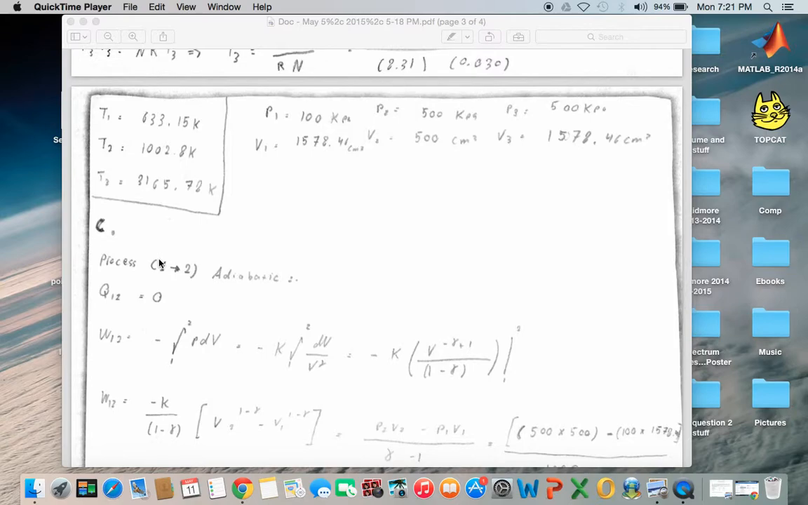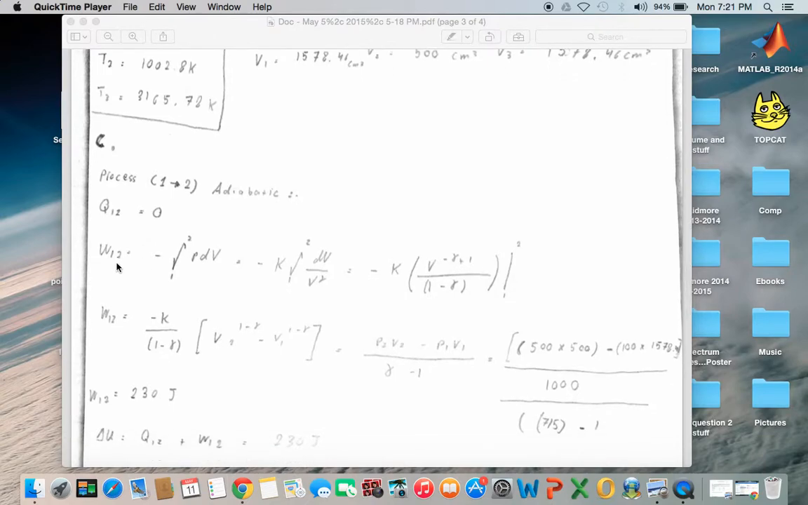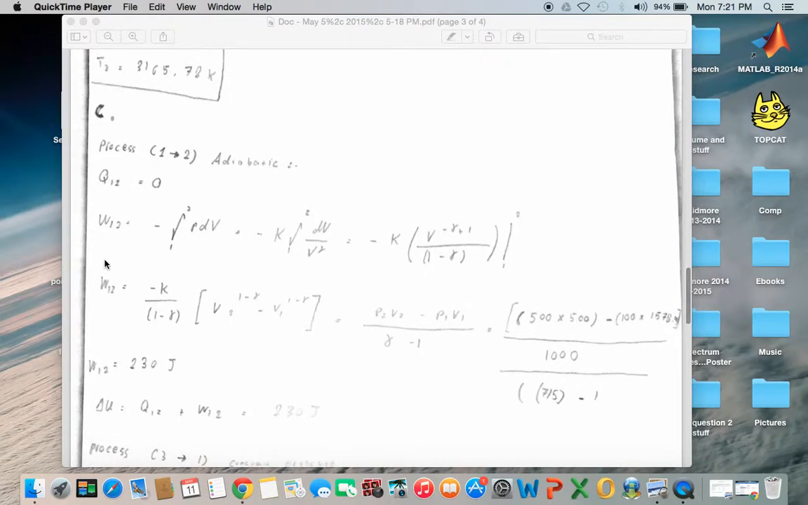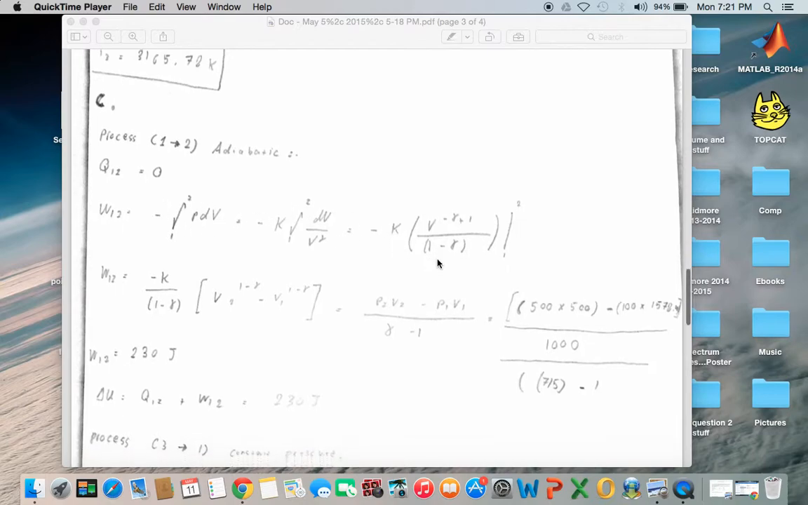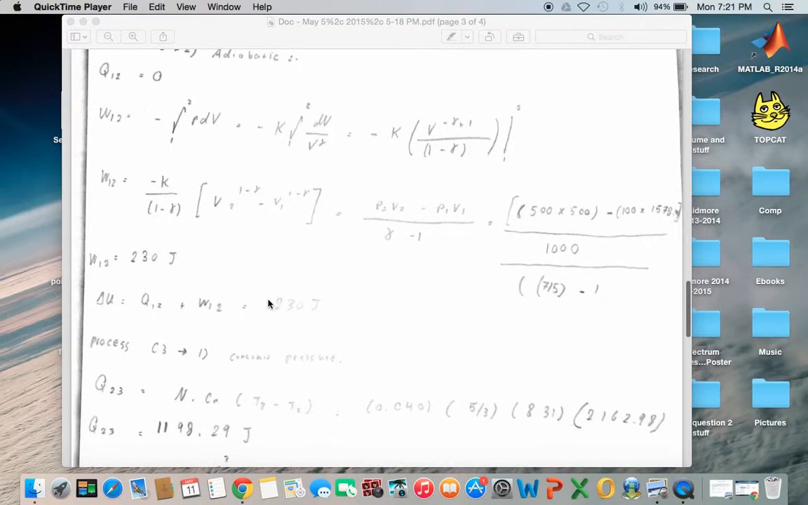So process 1 to 2 was adiabatic, therefore Q was 0, and then I had to solve for the work. And as you see below, using this equation here, where I did some substitutions, I was able to determine that the work was 230 joules. Then I was able to calculate delta U for that.